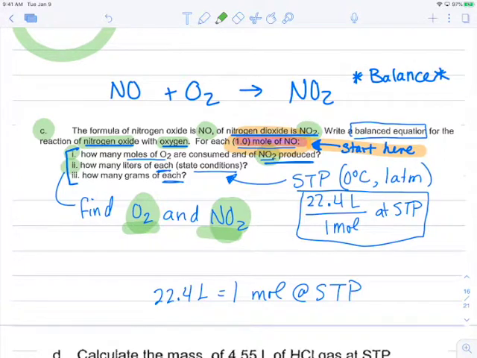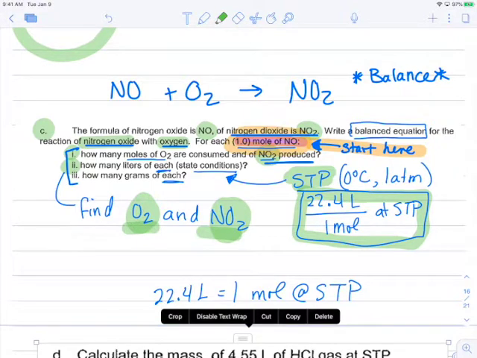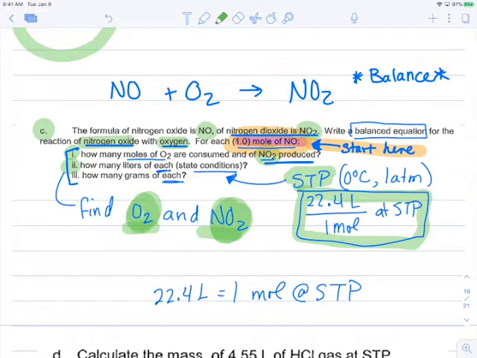All right, so next up is part 2, and it says how many liters of each, in parentheses, state conditions. When they say state conditions, they really mean STP, 0 degrees Celsius and 1 atm. And the special trick you learned about STP is this right here: 22.4 liters are 1 mole, or I should say 1 mole is 22.4 liters at STP. So my recommendation is to use that conversion. You're going to find out the moles in part 1 and then just use this conversion here to convert between moles and liters. But again, you're going to do it twice, once for oxygen and once for NO2. So any questions on anything there?